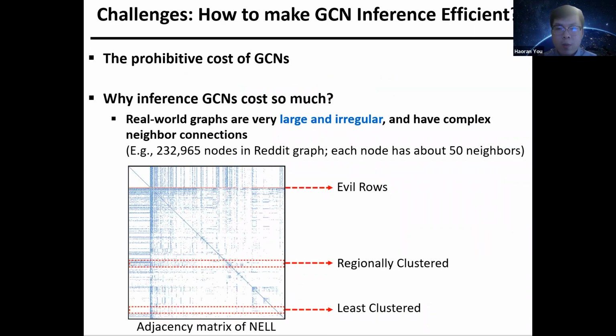Then naturally, the question in our minds is why inferring GCN costs so much? We attribute this to three reasons. First, real-world graphs are very large and irregular. For example, there are 230,000 nodes in the Reddit graph. We also visualize the adjacency matrices of real graphs here, where one node may have many neighbor connections. That will result in evil rows in the adjacency matrix. Also, there are communities within the graph, so that the non-zeros in the adjacency matrix will be regionally clustered. Likewise, there are also less clustered regions, making the graph have complex neighbor connections.